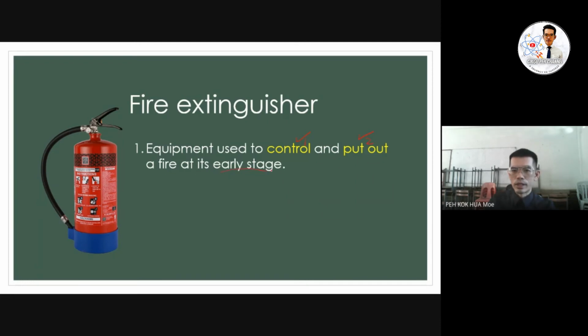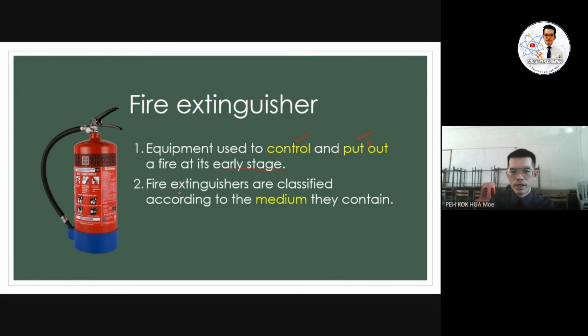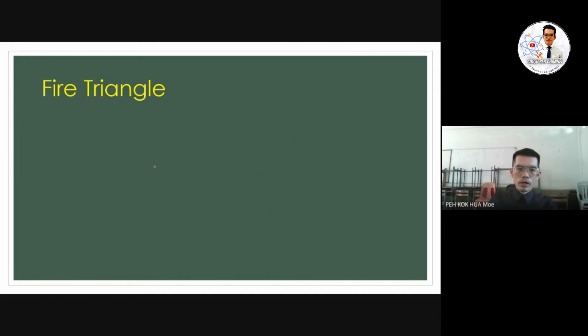And the next, fire extinguishers are classified according to the medium they contain. So that means the fire extinguisher contents will be different. It can be water, foam, carbon dioxide, or dry powder. These 4 types of fire extinguisher you have already learned in chapter 7, in your Form 1 science. In your Form 1 science, you also learn about the fire triangle.